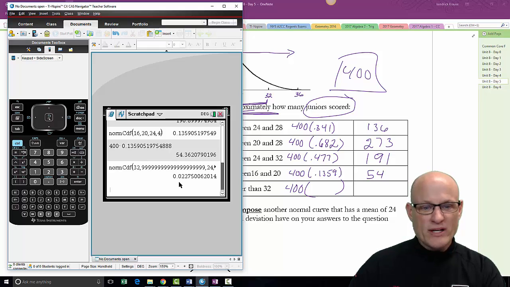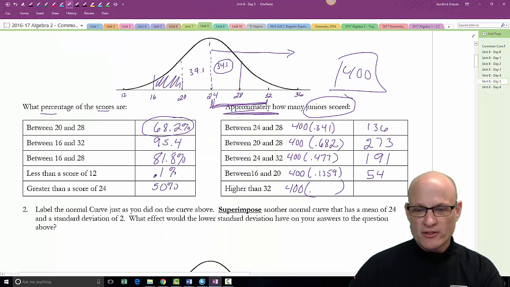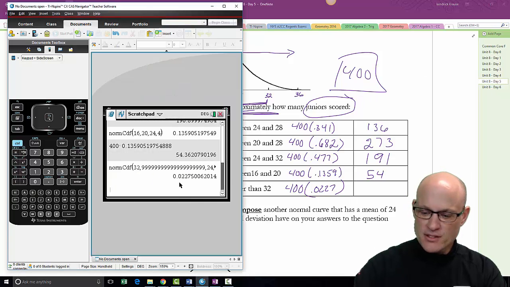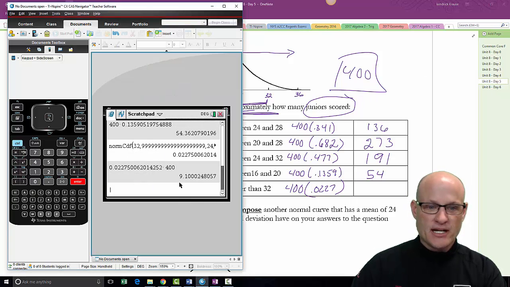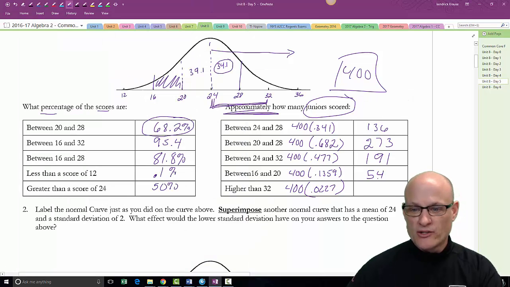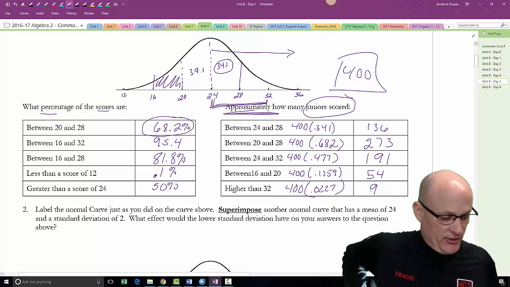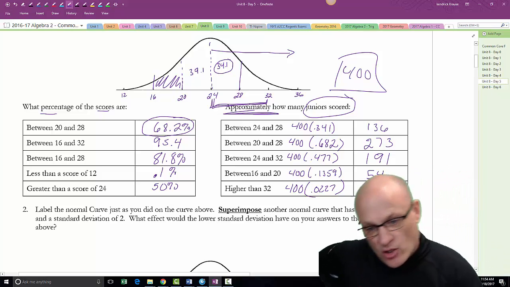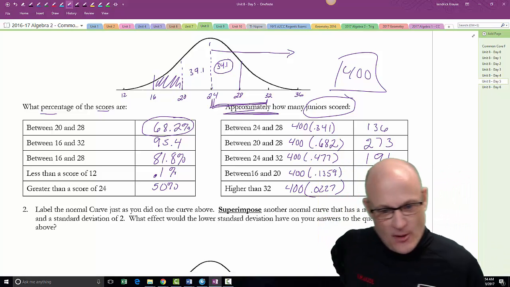And I get 0.0227. 0.0227 times 400. And I get 9.1. So approximately 9 students scored higher than 32. All right, so there we go. That's the stuff from yesterday.